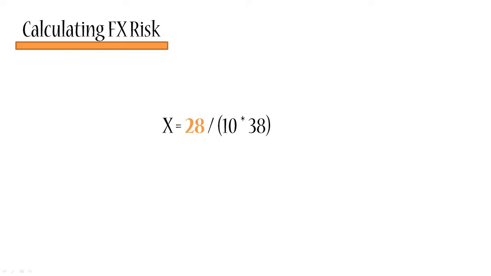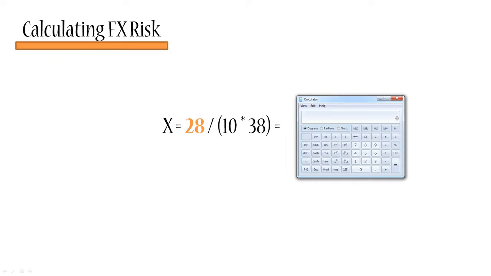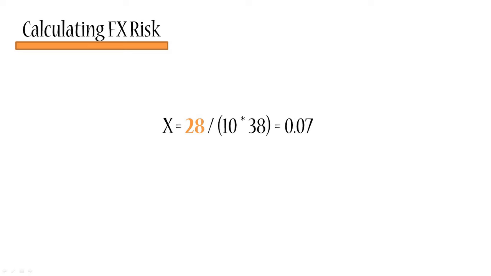And so that gives us, let's bring up the calculator, 28 divided by 10 times 38. That gives about 0.07. So let's put that in, 0.07 lots. All right. Perfect. So now we know what our volume is. We can go on ahead with our trade.